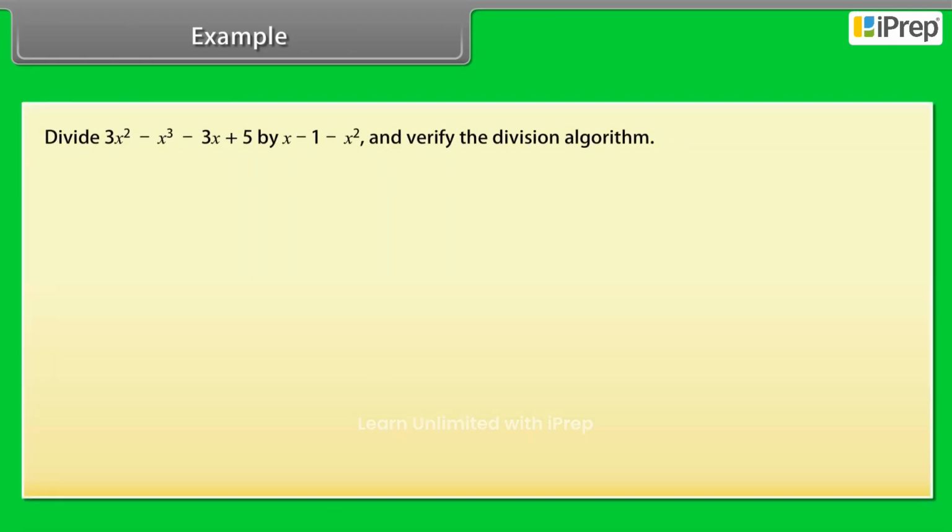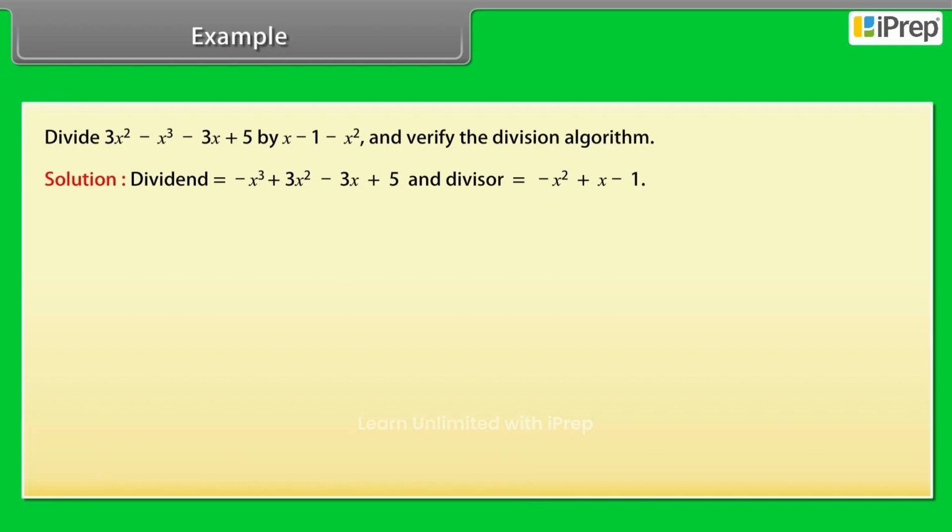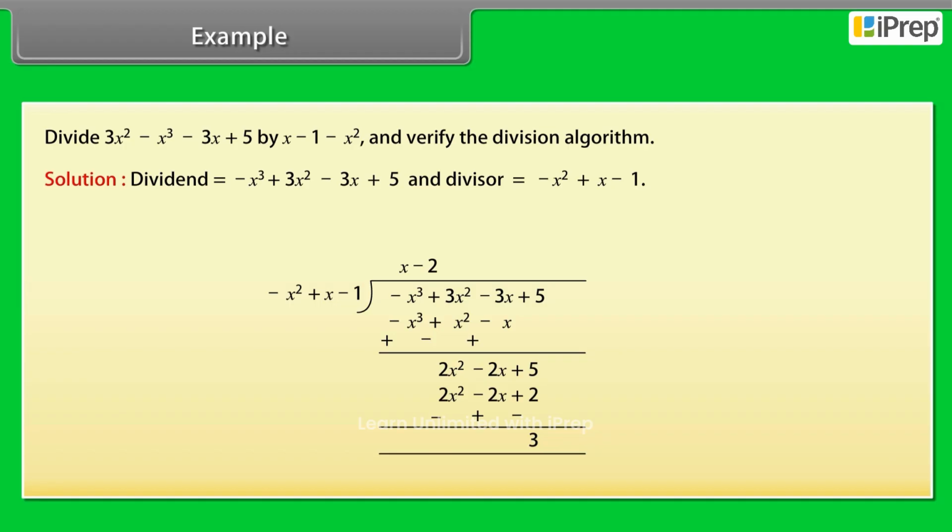Example: divide 3x squared minus x cubed minus 3x plus 5 by x minus 1 minus x squared, and verify the division algorithm. Solution: firstly, we will write both the dividend and divisor in decreasing order of their degrees. Dividend is minus x cubed plus 3x squared minus 3x plus 5 and divisor is equal to minus x squared plus x minus 1. By dividing we get quotient is equal to x minus 2 and remainder is equal to 3.